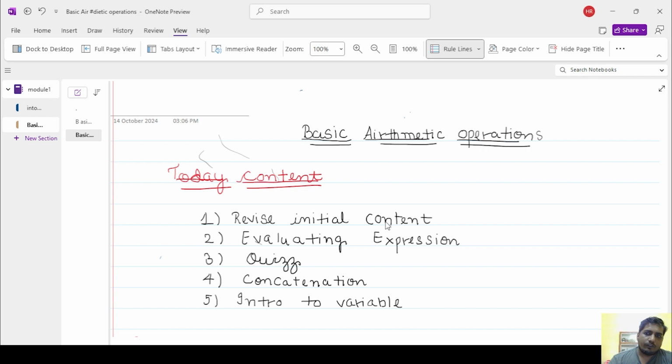So today we will start with the next topic called basic arithmetic operations. Today's content: we will revise the previous class which we have learned, then we will learn some evaluating expressions. We will do some revision with the quizzes. We learn the topic with the operations, concatenations and introduction to the variable. Now, without wasting time, we move to the previous revision class.